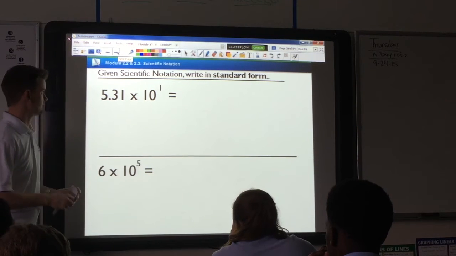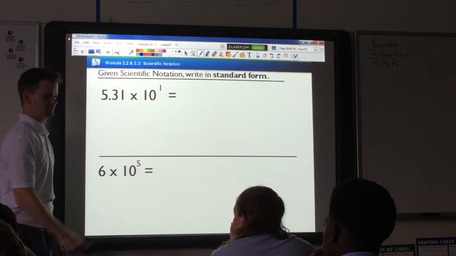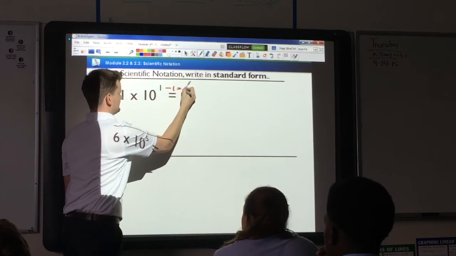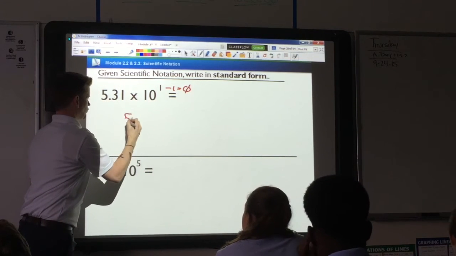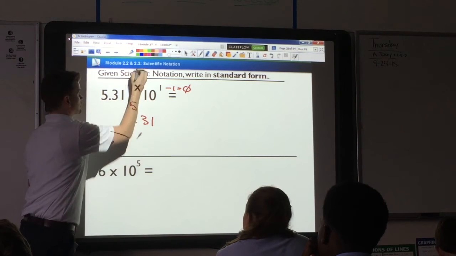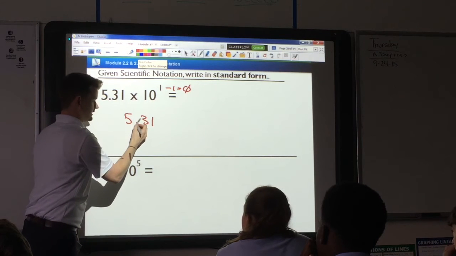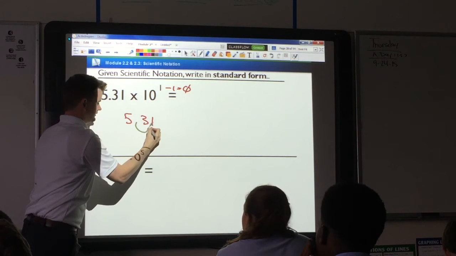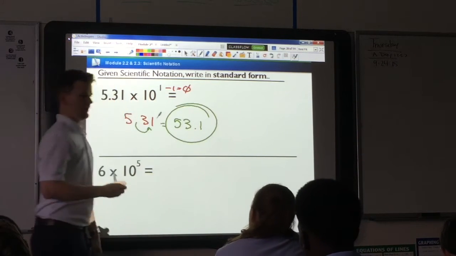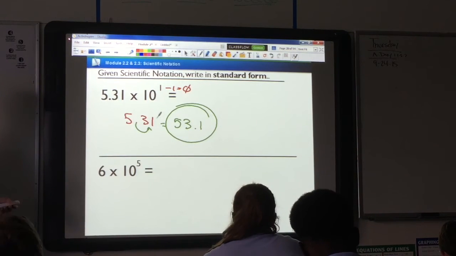Kristen, we need to write this in standard form. So we're looking at the exponent. What do I have to do to turn that exponent to 0? I subtract 1, that's going to give me 0. Okay, so we subtracted 1. This got smaller, so this has to get bigger. Kristen, which way am I moving the decimal? To the right, how many times? 1 time. And it's going to become 53.1. Any questions on that one? Seems pretty simple, right? All right.